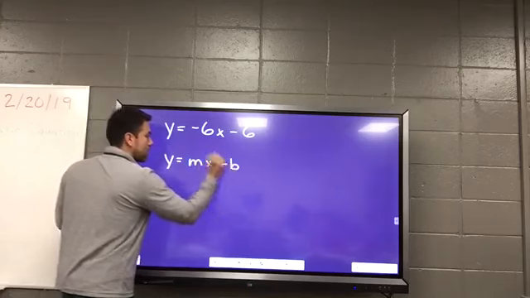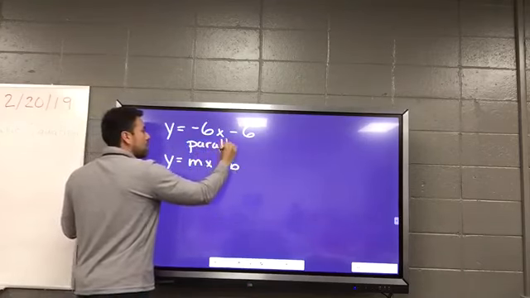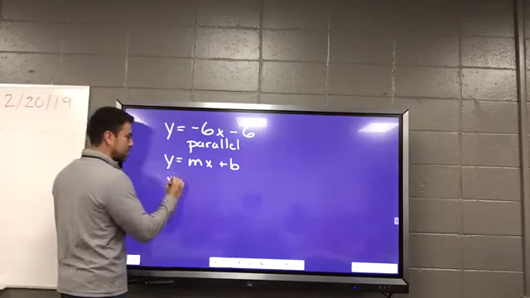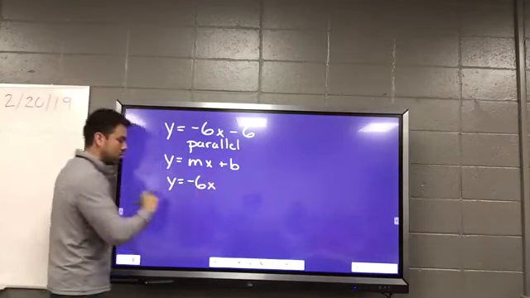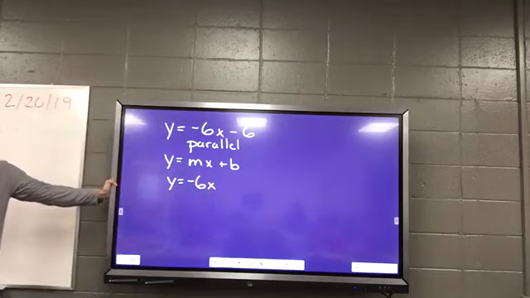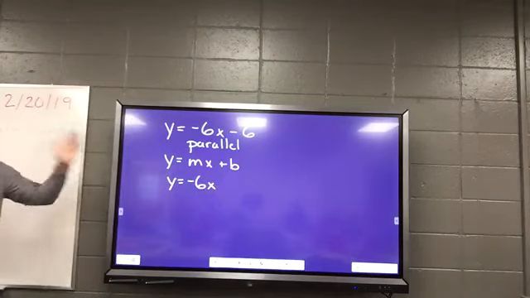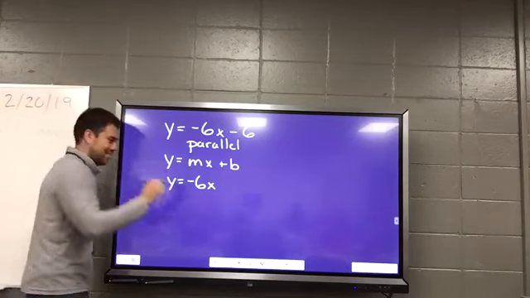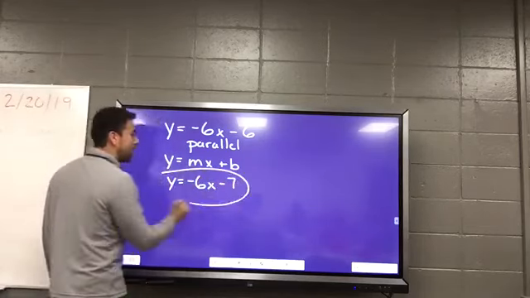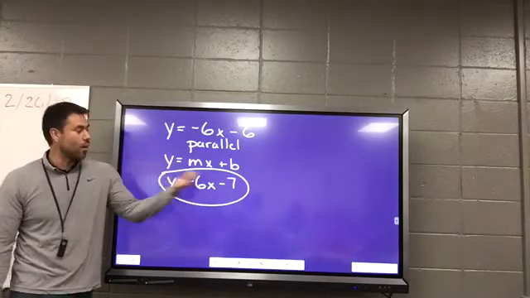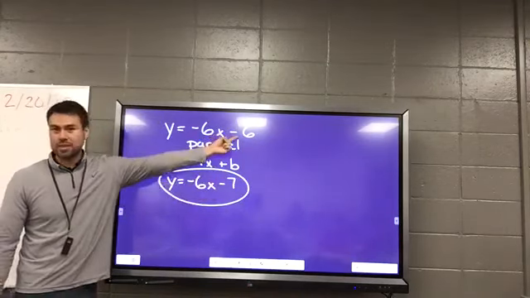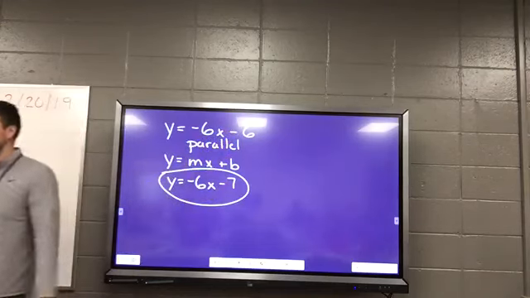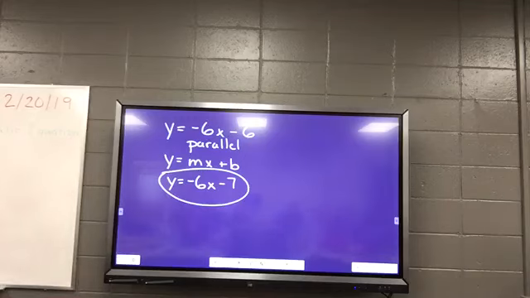Because they are parallel, they have to have the same slope. So what's the slope? -6. I get y equals -6x. You know that's going to be there. And you make up your own y-intercept. It doesn't matter because they didn't give you one. Throw one out there. -7. You're done. Now, the only thing you cannot put on the y-intercept is -6. Why? Because they would be the same line. They're not parallel. They'll cross every time. So you can put any number but -6.